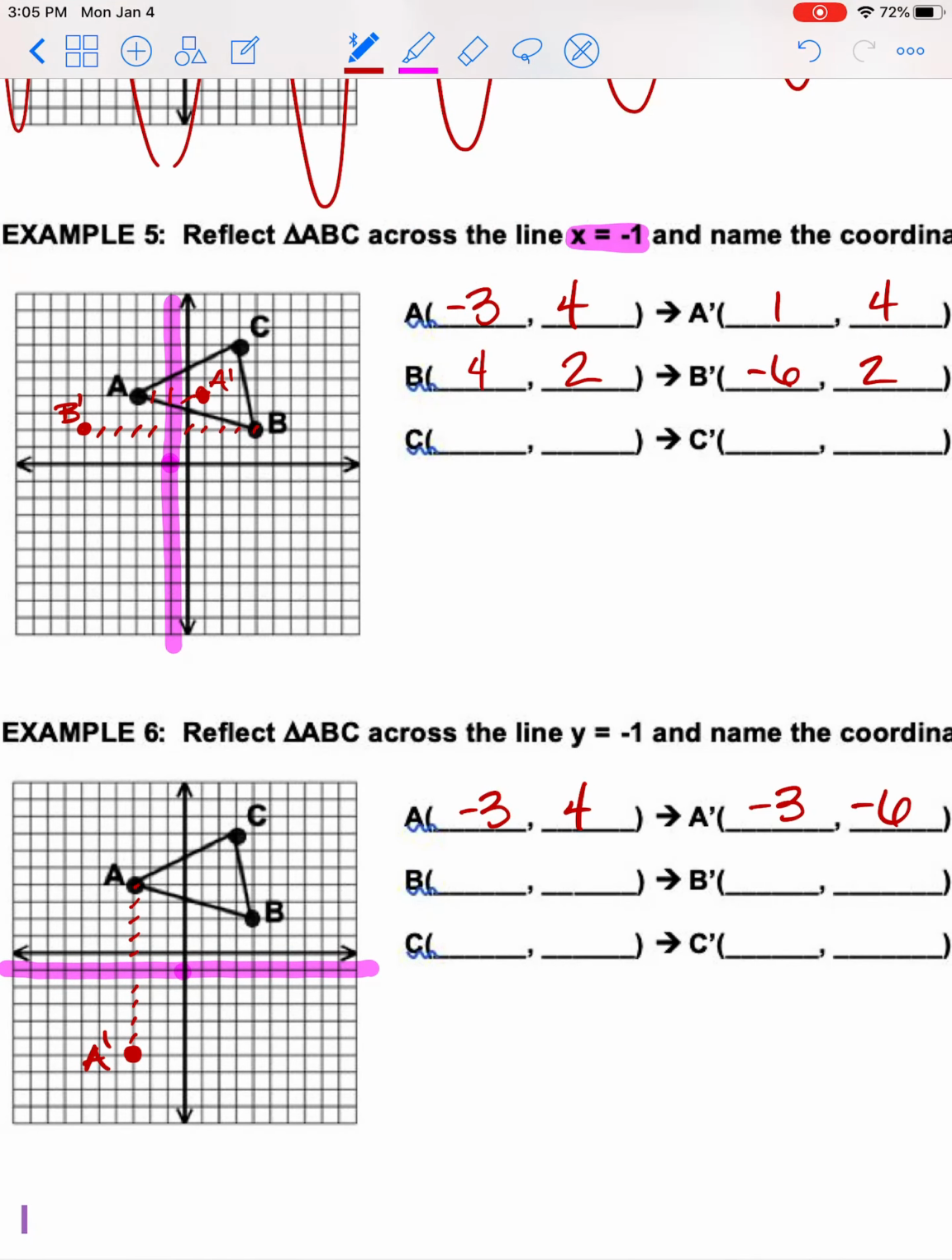When you go to count these, make sure you go back to your original axis lines. Don't count off of the highlighted line. The highlighted line just helps you figure out how far your points need to be. But to write the actual location of it, you go back to your original X and Y axis.